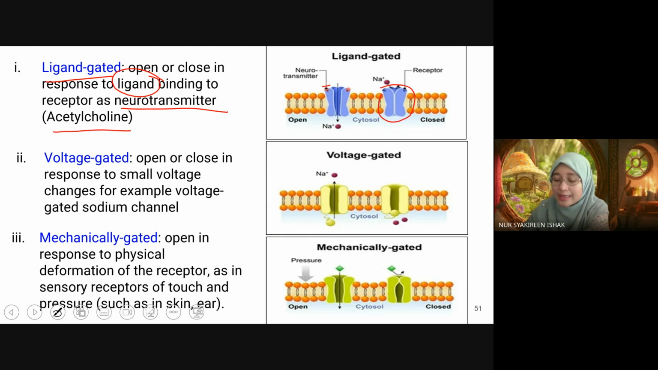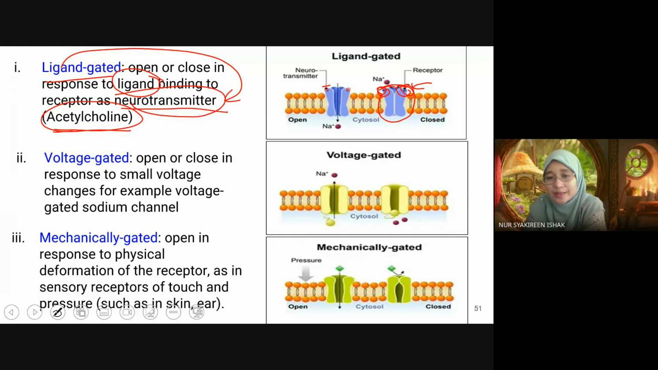If you look at the first diagram here, this is an example of a ligand gated channel. It has a binding site, and this binding site is for the ligand molecule to bind. Ligand is a chemical molecule such as a neurotransmitter, such as acetylcholine. Initially, when there is no neurotransmitter binding to the ligand gated channel, the channel will be closed.